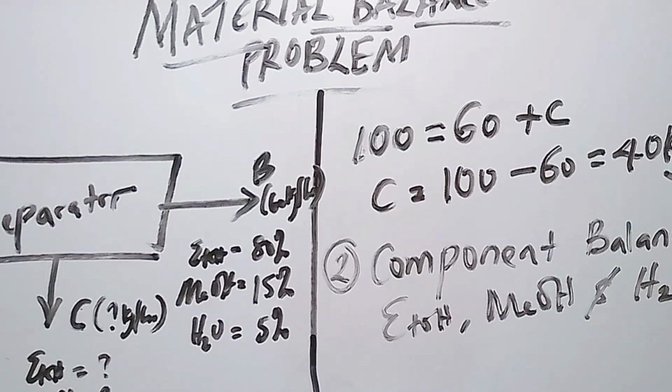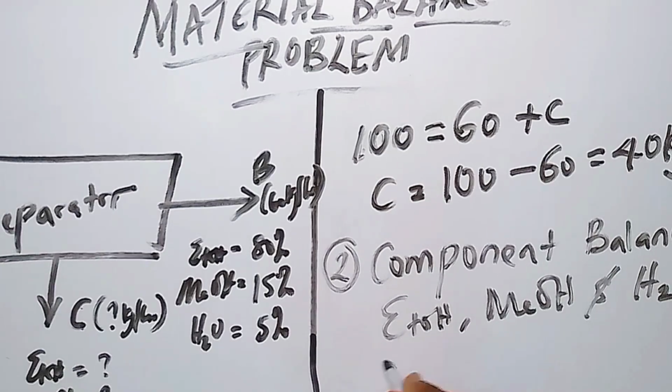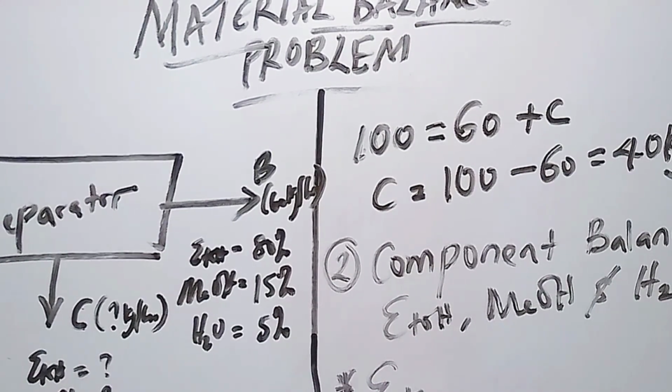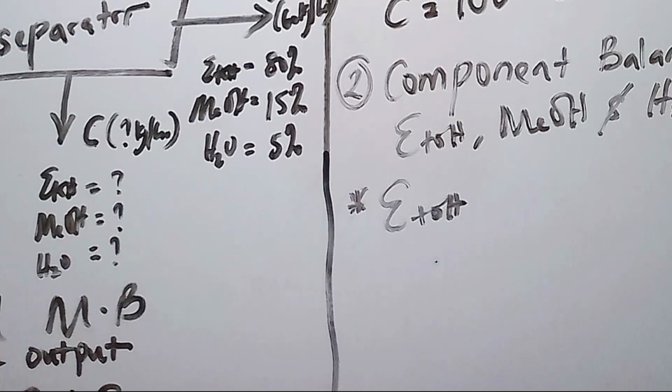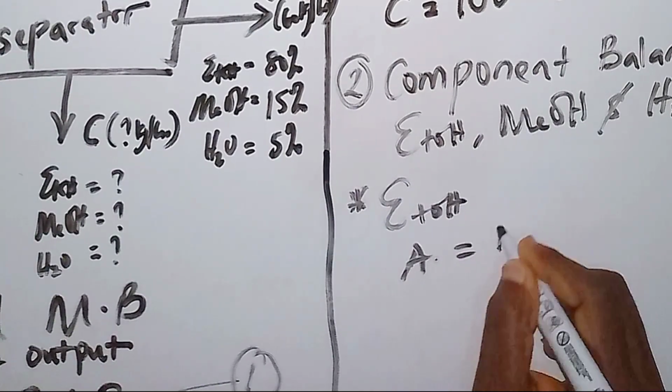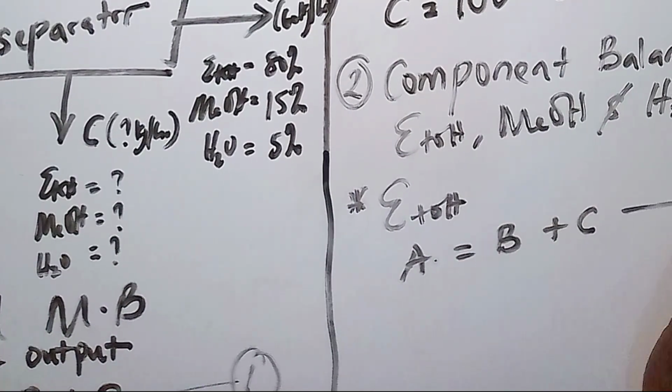So you have to carry out the component balance for ethanol, the component balance for methanol, and the component balance for H2O. To carry out the component balance for ethanol, we still use our general material balance equation, which is input is equal to output. At the end of the day, we had this equation, which we call equation 1: A is equal to B plus C.